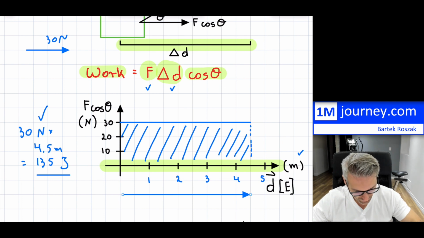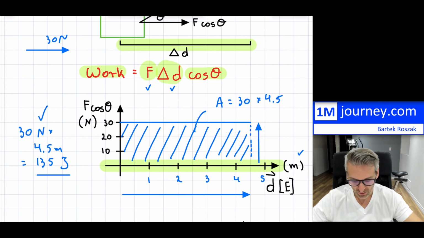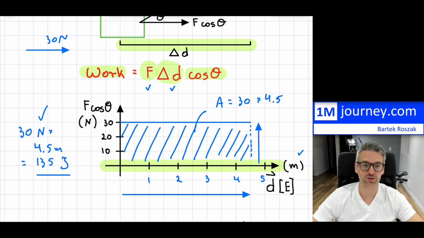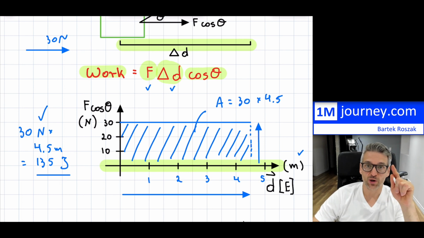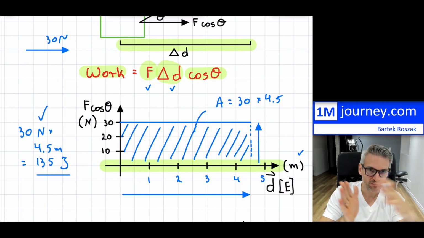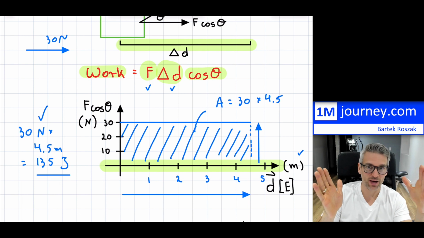So this is 4.5, and then the actual height of that rectangle is 30. So the entire area of this is nothing else but simply equal to 30 newtons times 4.5, which gives us 135 joules. And with that note, now you can start really thinking about any forces that are applied. Because the displacement that you have is going to be whatever it is.